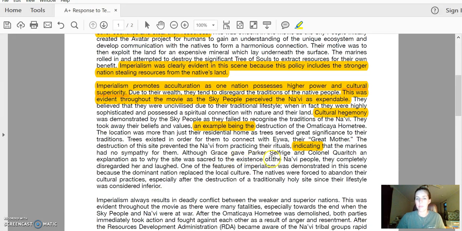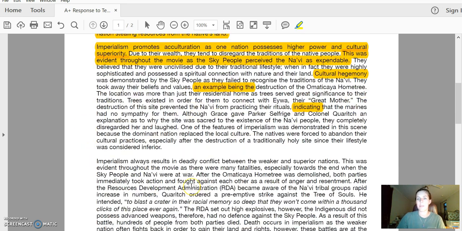Although Grace gave Parker Selfridge and Colonel Quaritch an explanation as to why the site was sacred to the existence, they completely disregarded her and laughed. That's another example. One of the features of imperialism was demonstrated in this scene because the dominant nation replaced the local culture. The natives were forced to abandon their cultural practices, especially after the destruction of a traditionally holy site. She is missing a linking sentence there, but it was a great in-depth example of her analysis up higher.